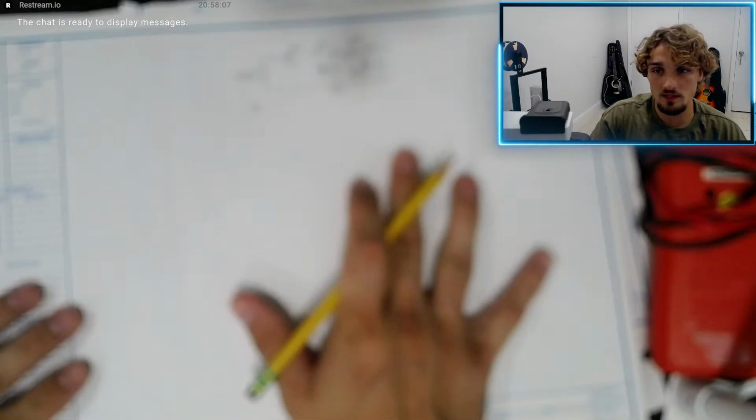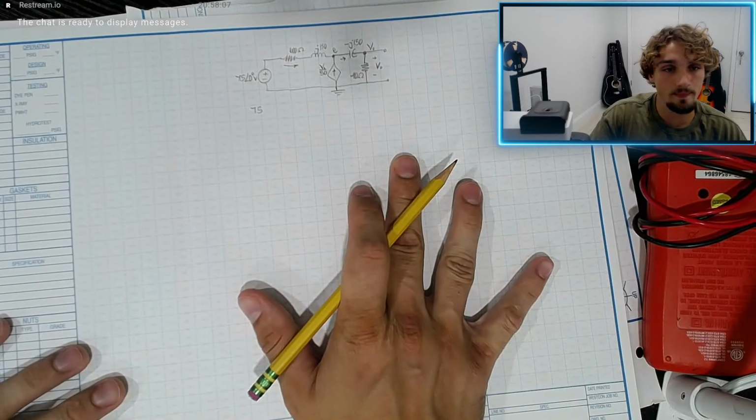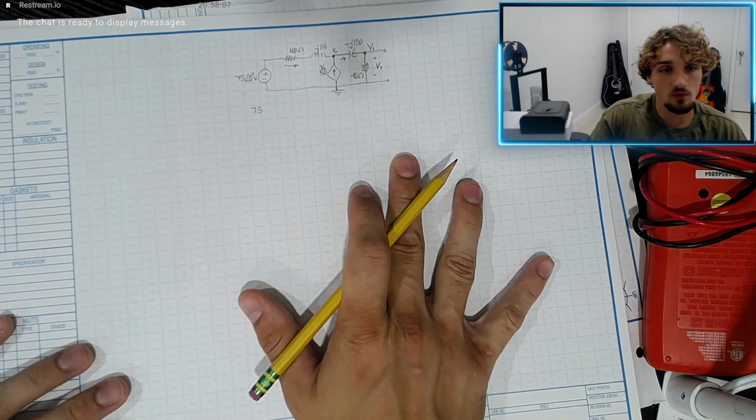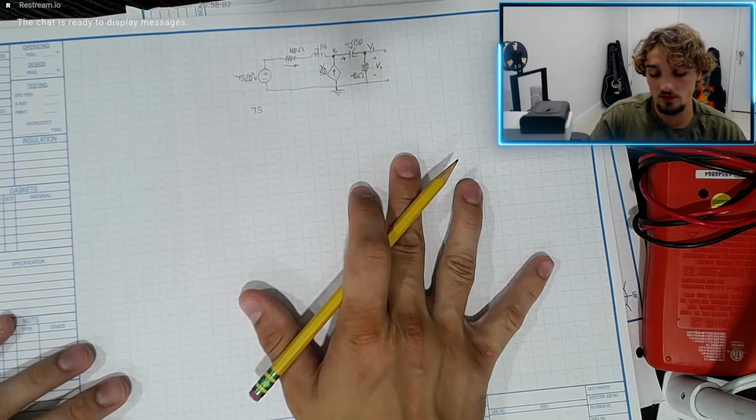75, it's in the phasor form. What the heck? Why does it keep doing that? And we want to convert it from polar coordinates to rectangular coordinates in order to perform addition.